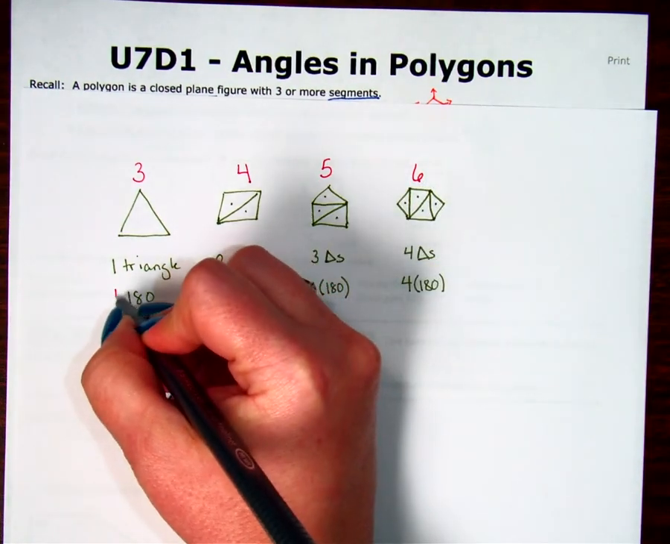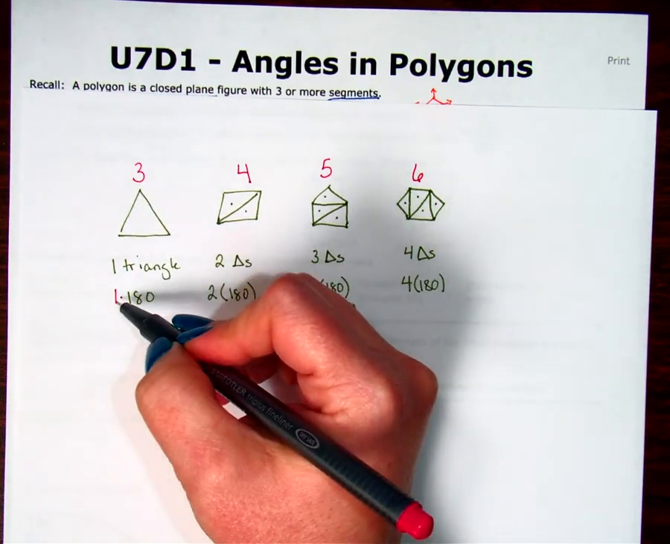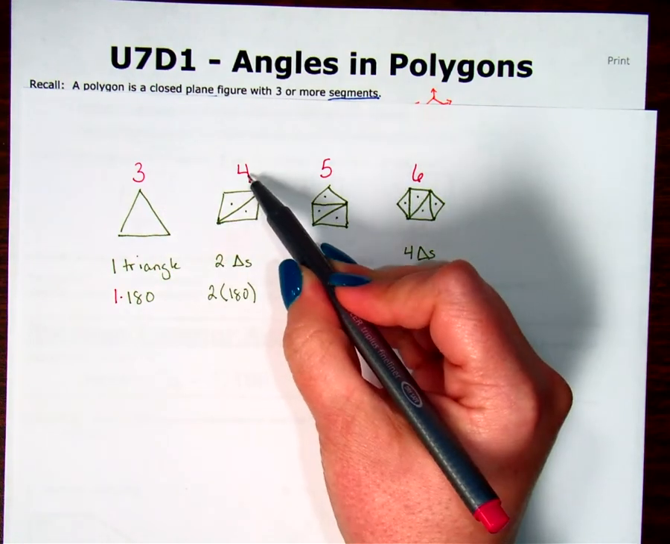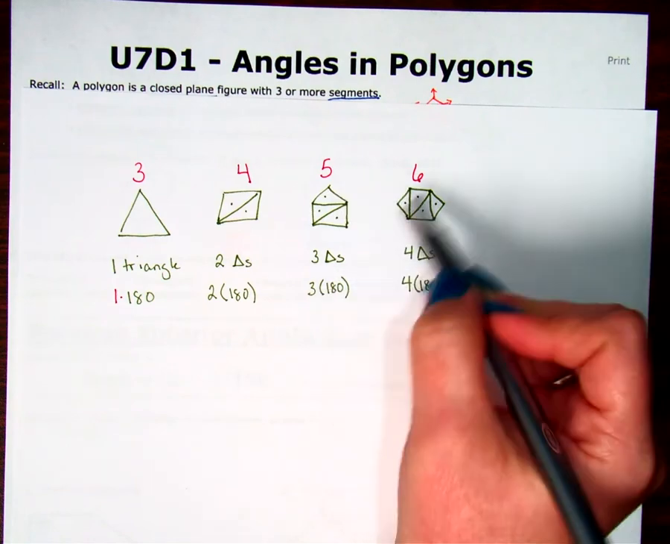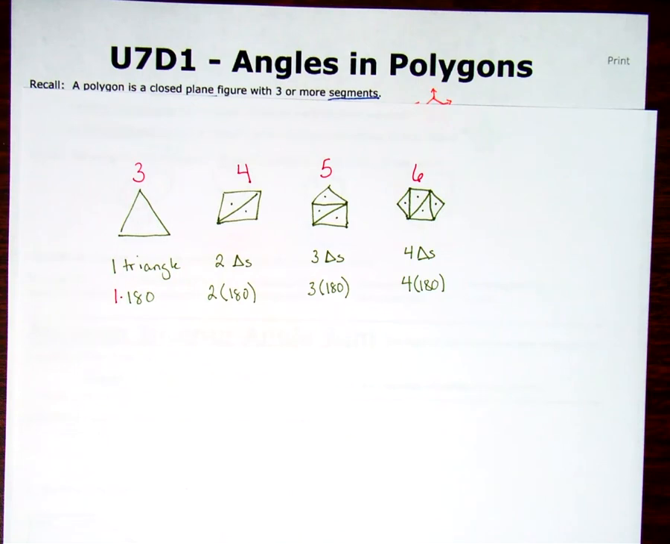Look at what we have here. I didn't really write it, but we can think of it as 1 times 180. 3, if I take away 2, that becomes 1. I can make 1 triangle when I have 3 sides. 4 becomes 2, 5 becomes 3, 6 becomes 4.